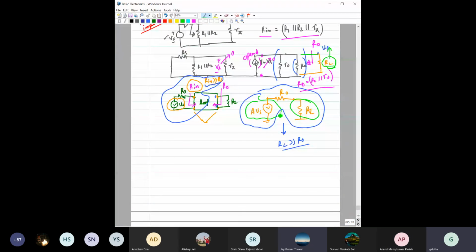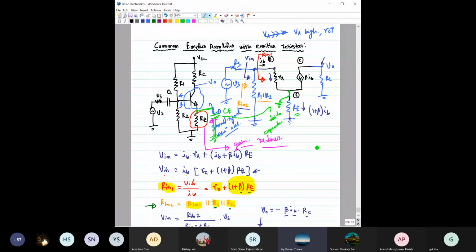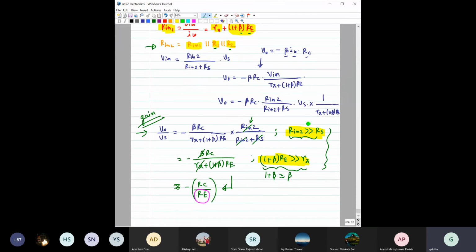Sir, but in the absence of RE, shouldn't it negatively impact the circuit? That's what we are not removing RE. What we are doing, RE is there, but in parallel with RE, we are connecting one CE. So basically, the circuit is something like this.